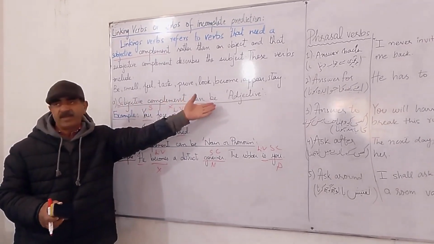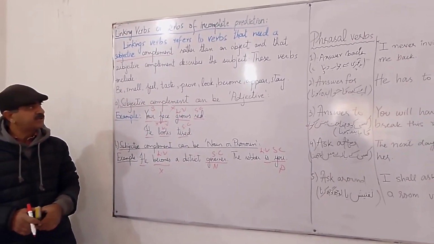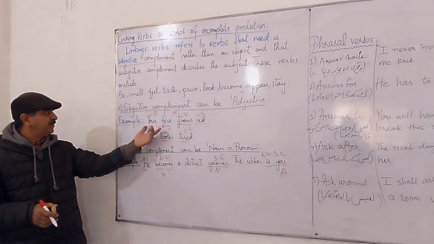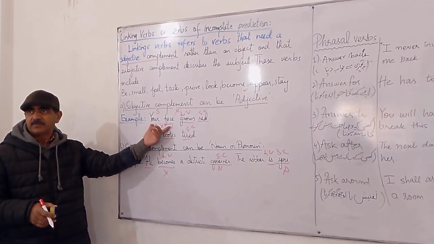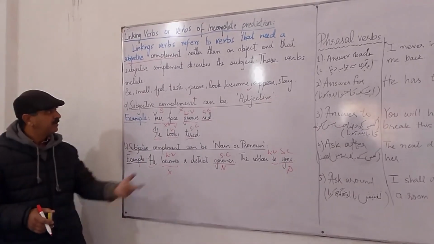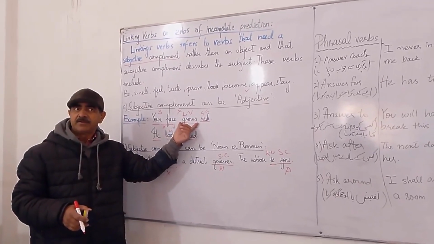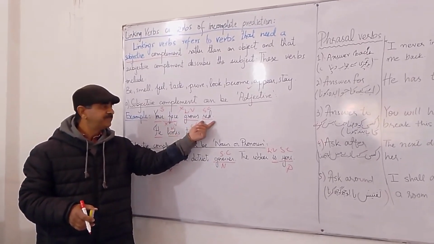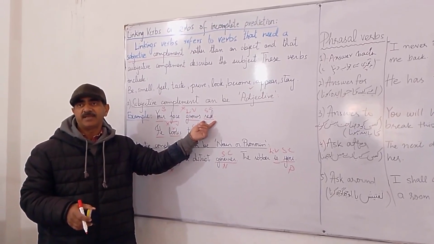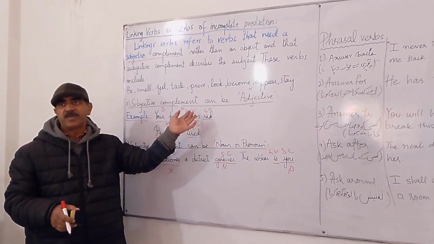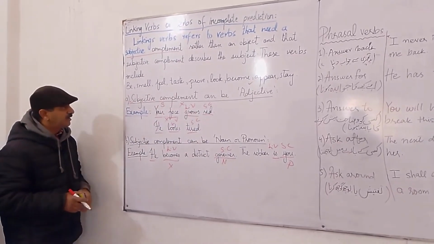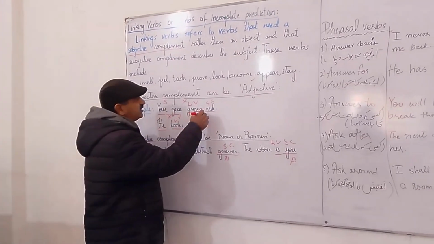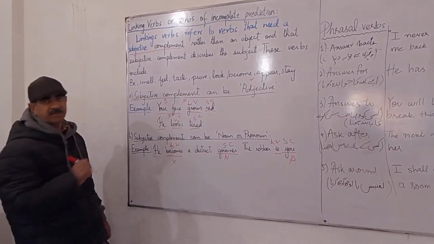Subjective complement can be an adjective. For example, your face grows red. Your face is the subject. What does your face do? It grows. Grows is a linking verb. Why is it a linking verb? Because there is a subjective complement there. Your face grows red. Your face is the subject, and this red is completing the subject, your face.